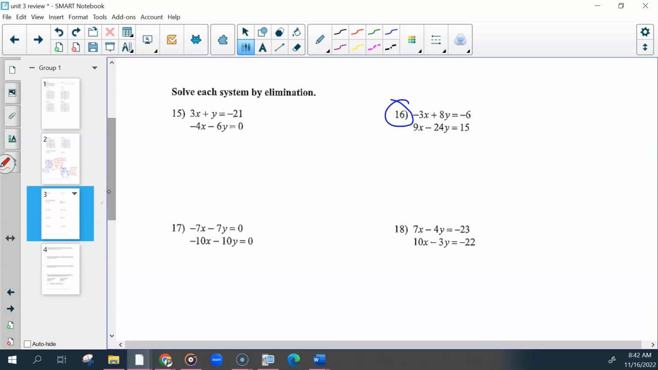16, we are now solving by elimination. So the rules have changed. We have to think that the rules have changed. We are now looking for a common coefficient. Right now we don't have one, so we have to make one. Doesn't matter if that's your x's or your y's, you choose. Let's say I wanted to get rid of my x's, so I multiply everything by 3. And that new equation becomes negative 9x plus 24y equals negative 18.